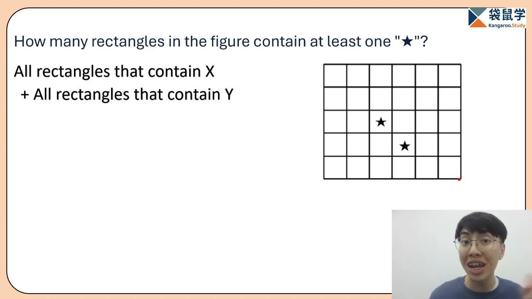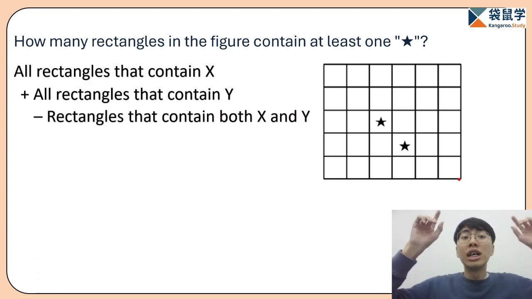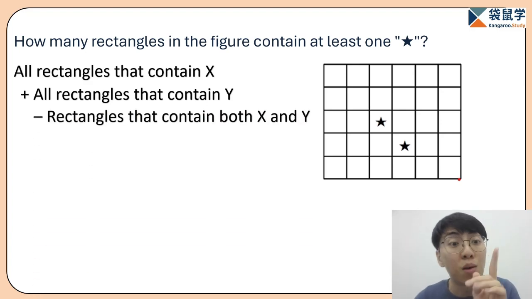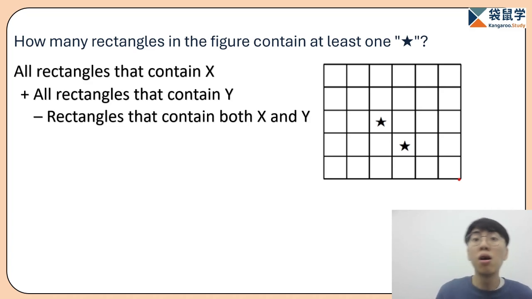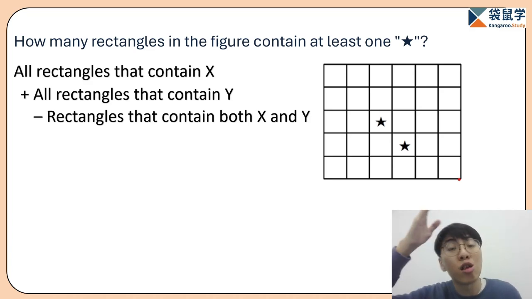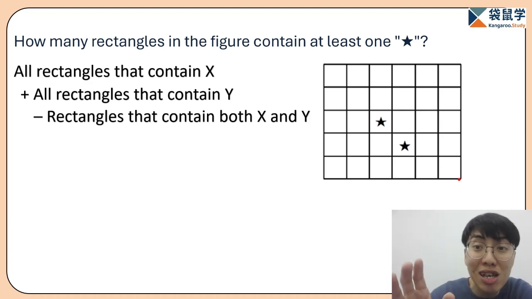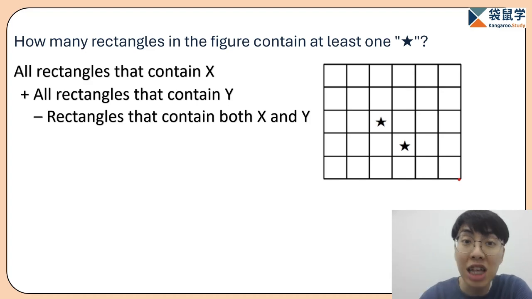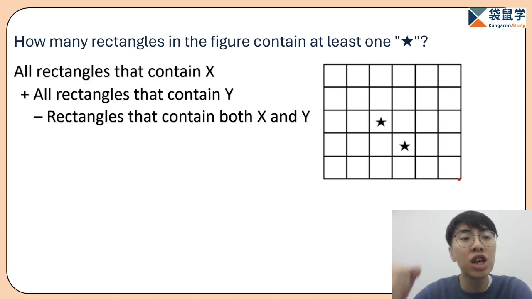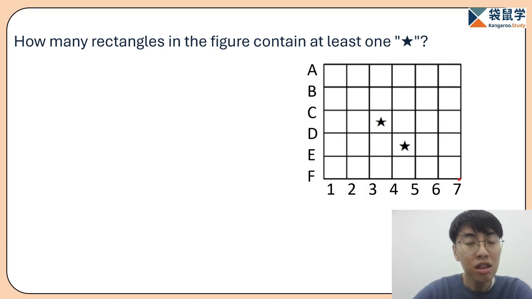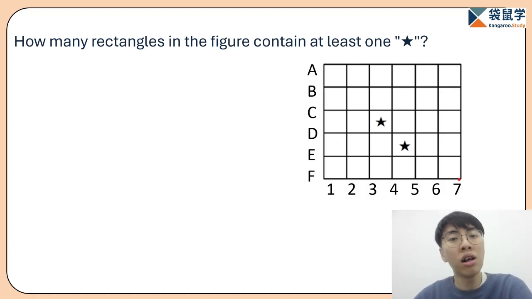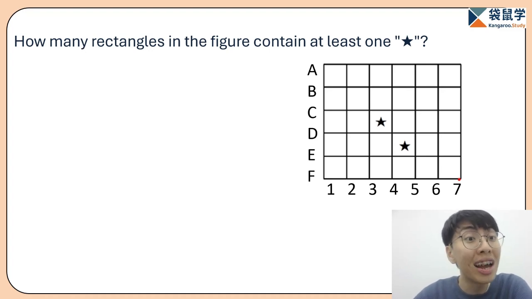So what do we have to do at the end? We have to subtract one time those rectangles that contain both x and y. And then we'll be able to get those rectangles that contain at least one of the stars. Well, let's jump straight into the question then. For all rectangles that contain x, how do we find it?